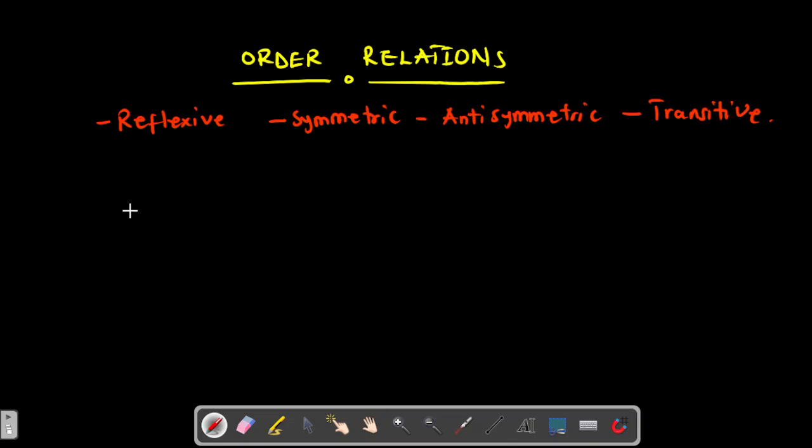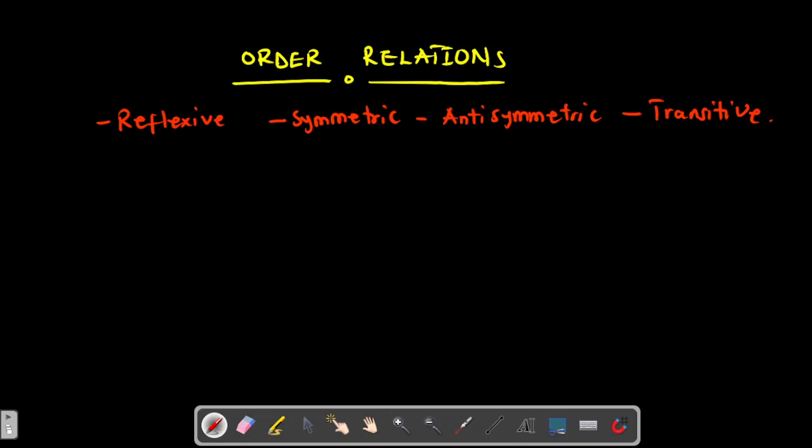At the end of the video, what you achieve is that you'll be able to classify whether a relation is an equivalence relation or an order relation. Again, you'll be able to check whether a relation is reflexive, symmetric, antisymmetric, or transitive. Then finally, you understand the well ordering principle of natural numbers, which will also be captured in the next lesson. So please follow the trend as you are moving along.